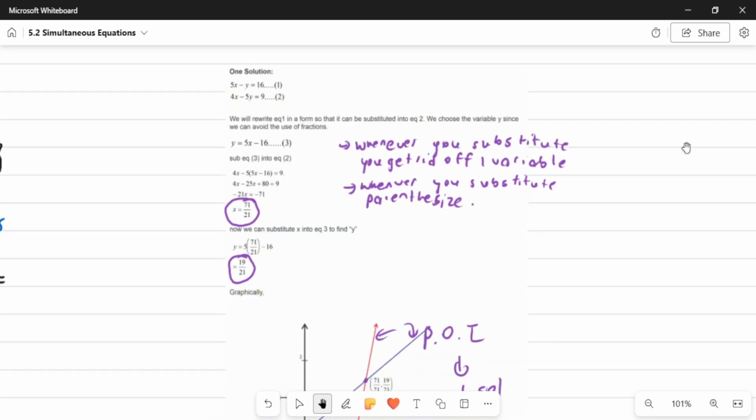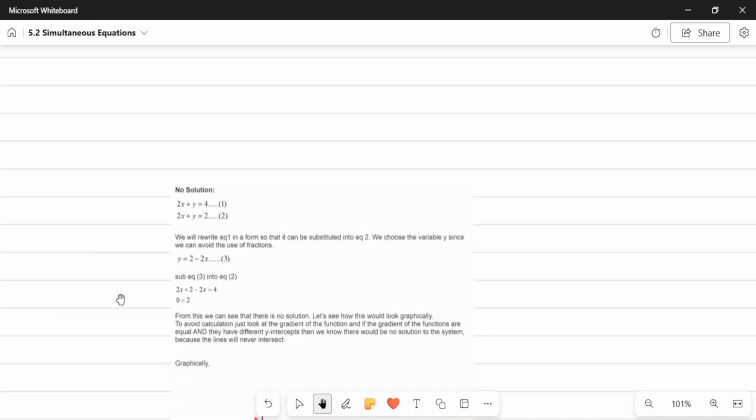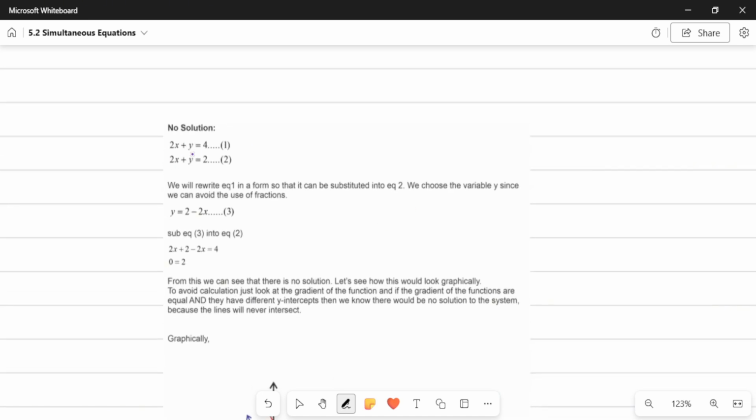Now let's do an example when you have no solution. Let's say you're given 2x plus y is equal to 4 and 2x plus y is equal to 2. So now you have two equations, you have two unknowns. So we have a system. So now we can solve.